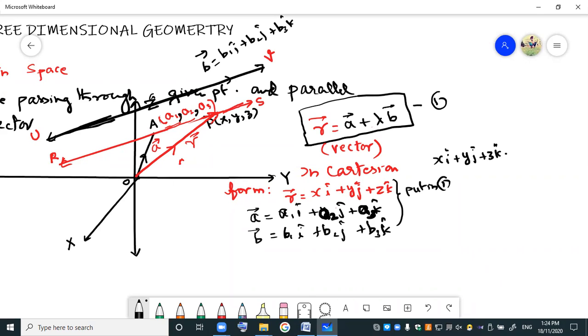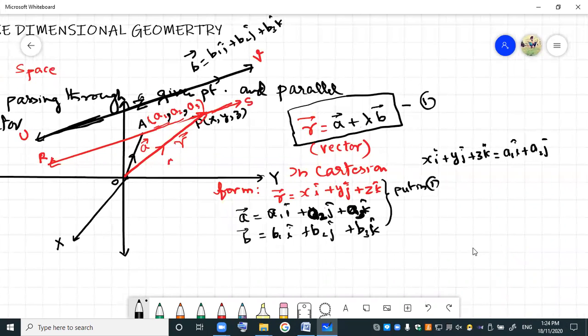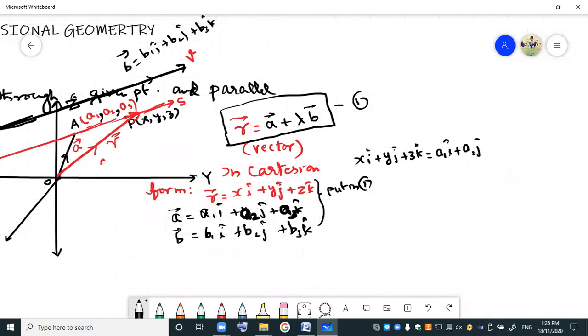And right hand side is A1 i plus A2 j plus A3 k. This is the value of vector A. Yes, we are substituting the values of the vector, plus lambda times vector B.